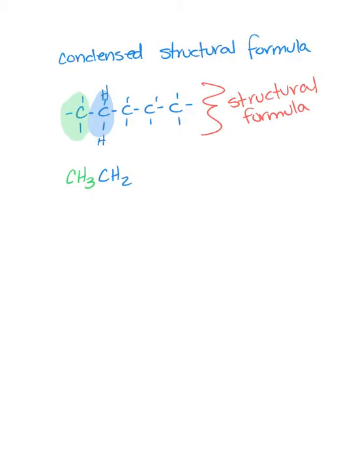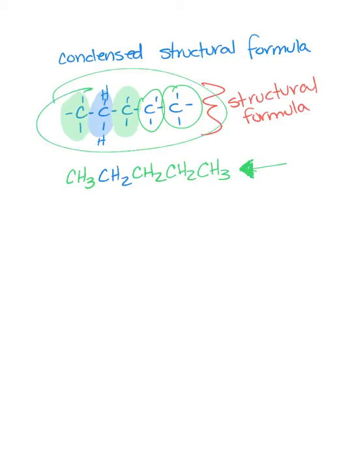Then the next one, I'm flipping back and forth with my highlighters here, is another CH2. So CH2. And we're going to keep going, this one and then this one, CH2 and then CH3. And you see how these are all written on one line? That's called a condensed structural formula. This is the structural one up here. This is the condensed structural formula.